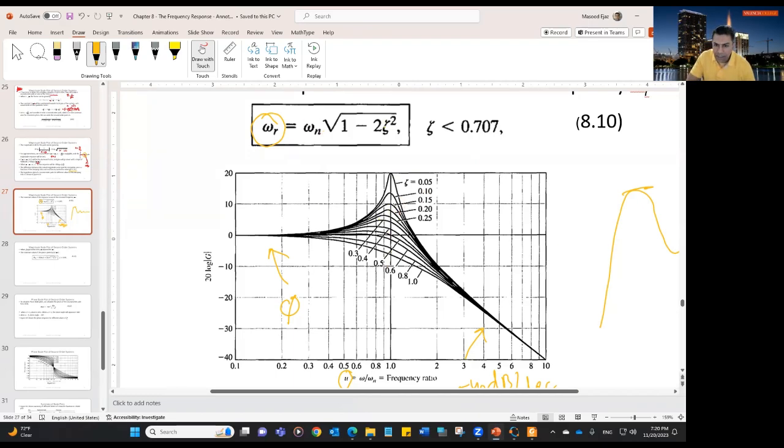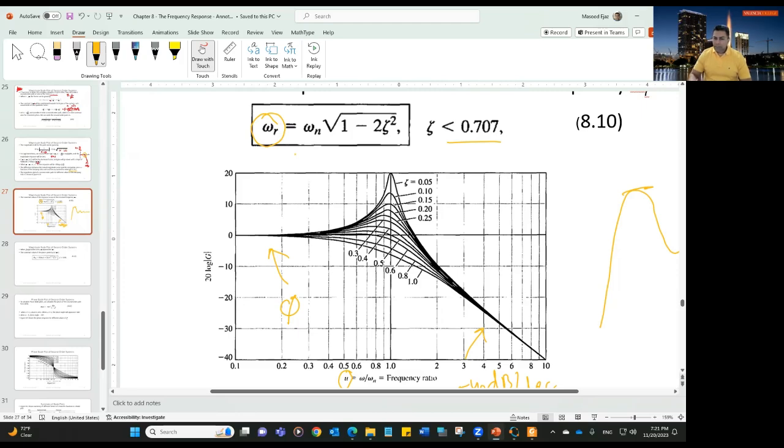This holds if zeta is less than 0.707, because if you put 0.707 over here, you're going to take the square, it's going to become 1/2. And 1/2 and half will cancel each other. It's going to be 1. So when zeta is 0.707, then omega r, the resonant frequency, is going to be 0. As zeta approaches 0, a very small value, then the natural resonant frequency and the resonant frequency are going to be close to each other.